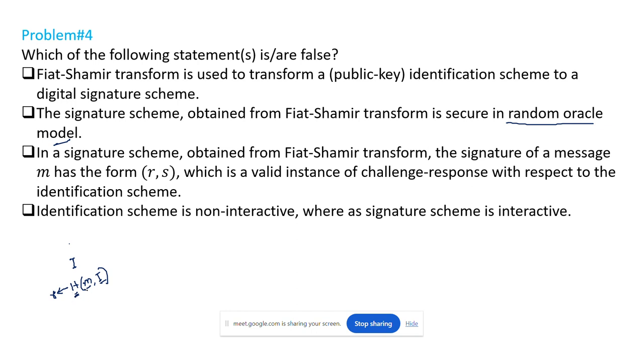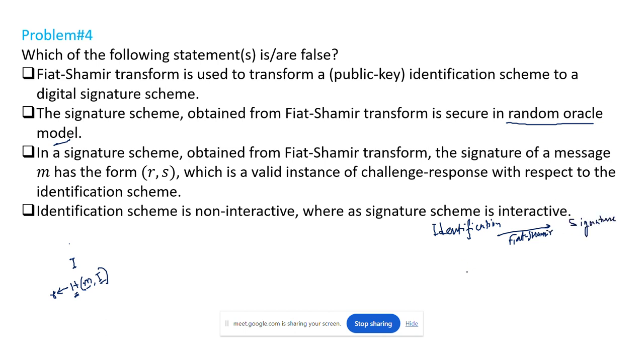What if H is just a hash function? Let's say a cryptographically secure hash function, but it is not a random oracle. Then what is the problem? Okay, so the problem is that when we are converting an identification scheme to a signature scheme, we have a secure identification scheme, and we apply the Fiat-Shamir transformation and get a signature scheme.